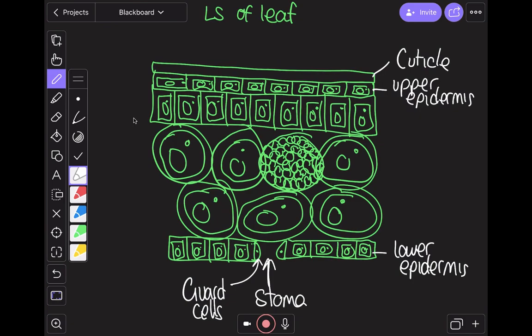We have this tall layer up here. These are called palisade cells or palisade layer.